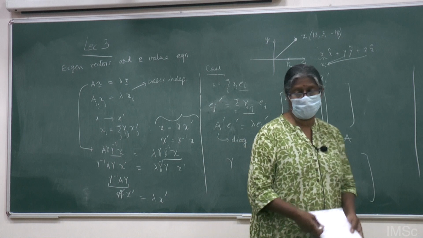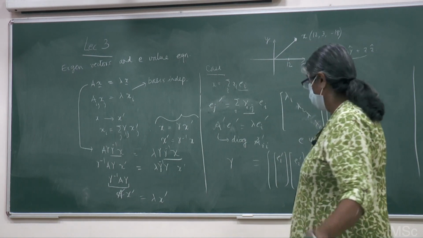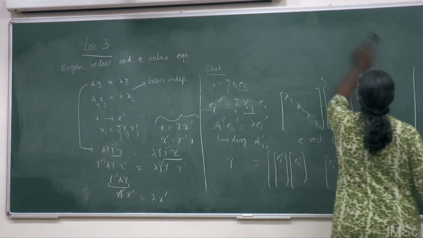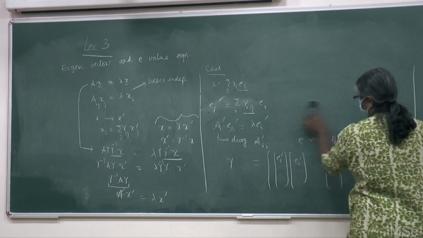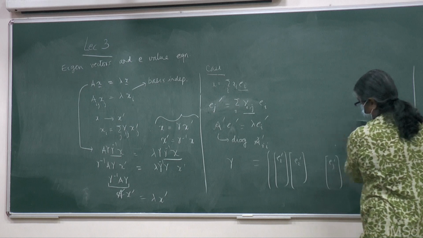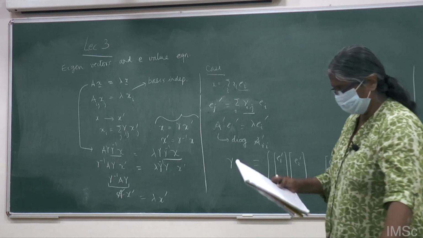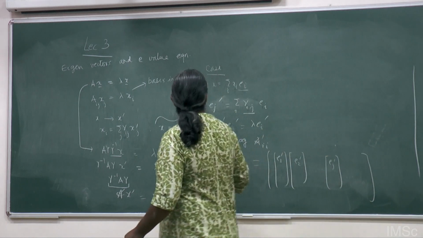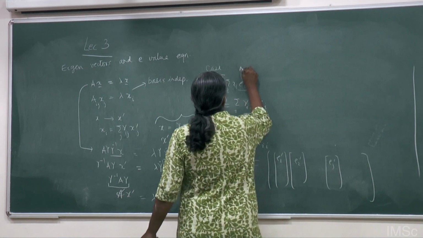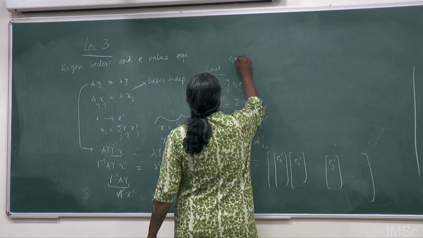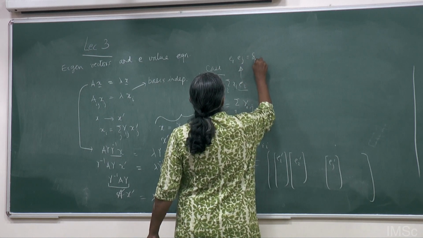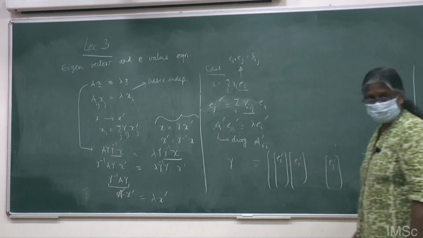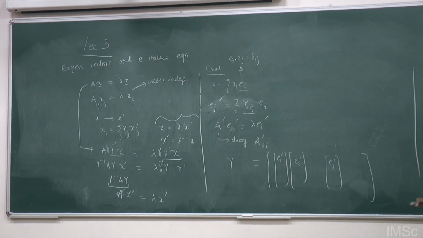In fact, maybe I will just write that down somewhere. I'll rub this out because I need some space. So we started out with the basis set. Here Ei dot Ej is delta ij. That is the orthonormal basis that we have started out with.